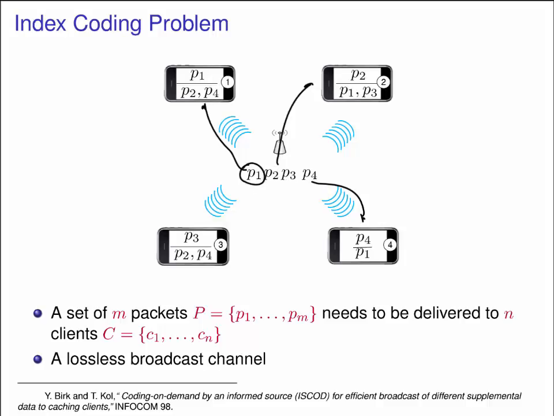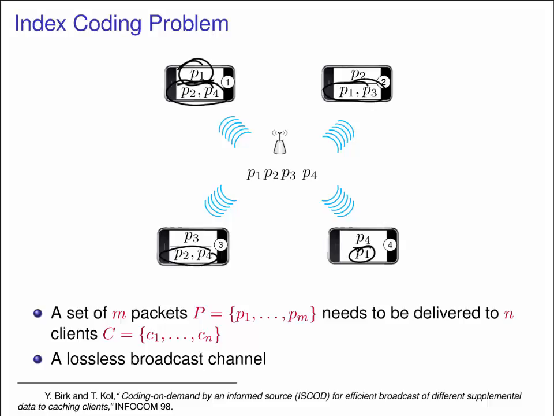Now for each client we have 2 sets of packets. One set, depicted on the upper part, is the required packets, the packets that the client desires. At the bottom we show the side information. For example, client number 1 has access to packets P2 and P4, which are not required by this client but can be used by it as side information. Similarly, client number 2 has packets P1 and P3 as side information. Client number 3 has packets P2 and P4 as side information. Client number 4 has packet P1.